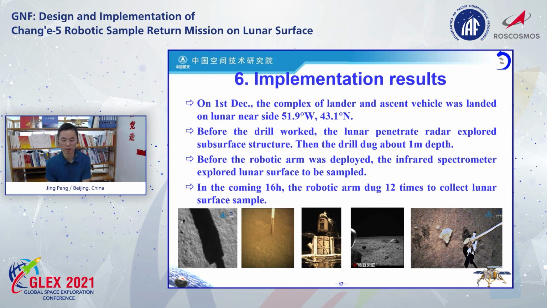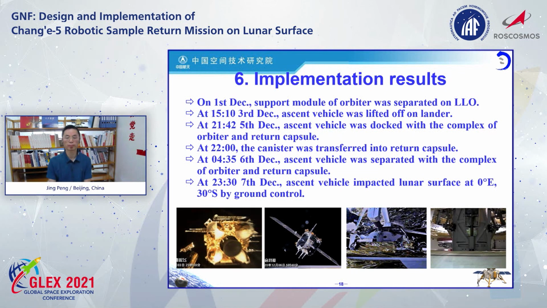Here you can see in turn the picture of a distant camera, the drill, and the canister for lunar sample. And on the bottom right is a picture taken by the monitoring camera as the robotic arm collected the surface sample.